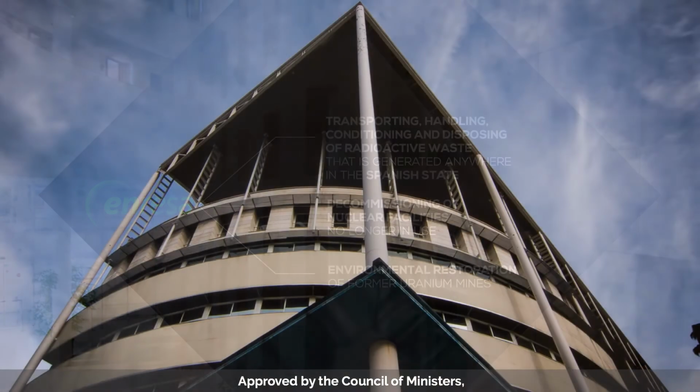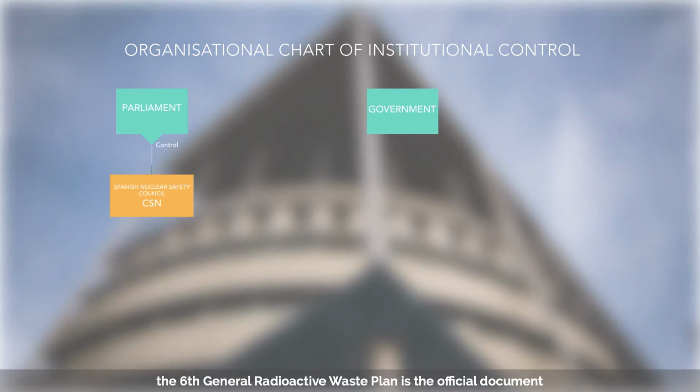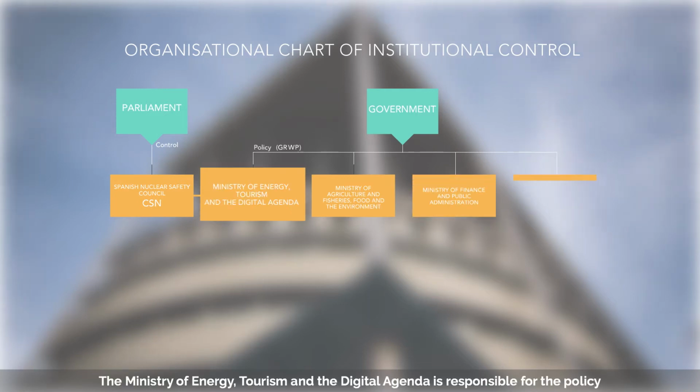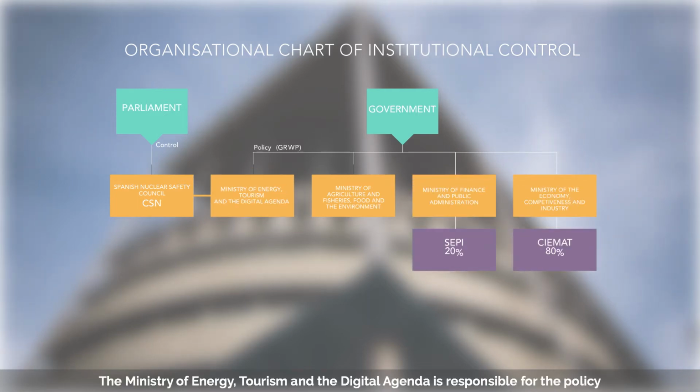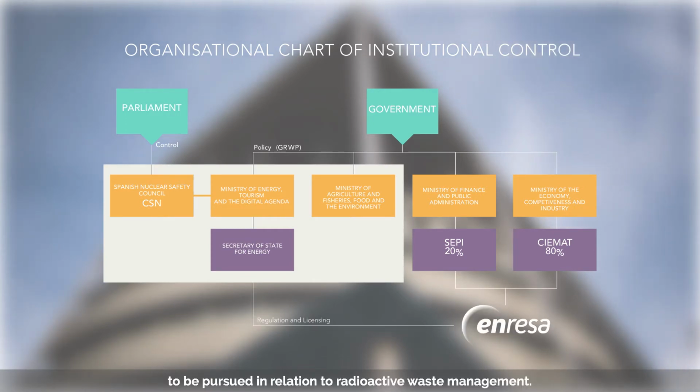Approved by the Council of Ministers, the 6th General Radioactive Waste Plan is the official document that brings together Enresa's current strategies and activities. The Ministry of Energy, Tourism and the Digital Agenda is responsible for the policy to be pursued in relation to radioactive waste management.